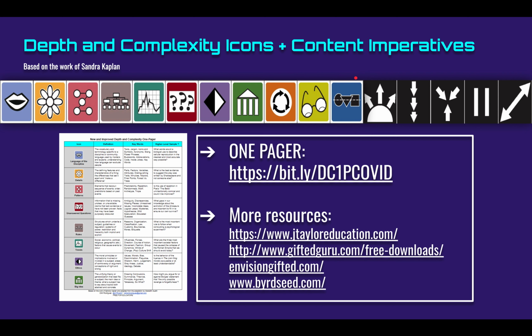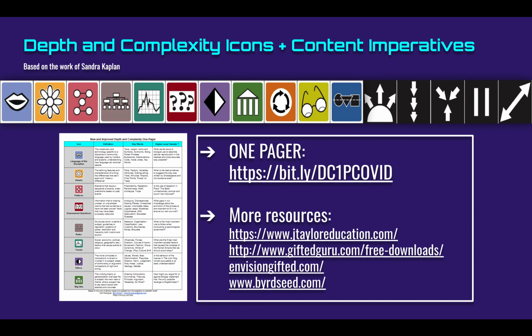Then we get over into the more moody content imperatives. You've got origins, contributions, convergence, parallel, and then also I really like paradox. That's one of my favorites. So these are just, again, they're not curriculum, they're not content, but they're ways of approaching content. Okay, so these are all thinking skills that you would want to develop with your kids.